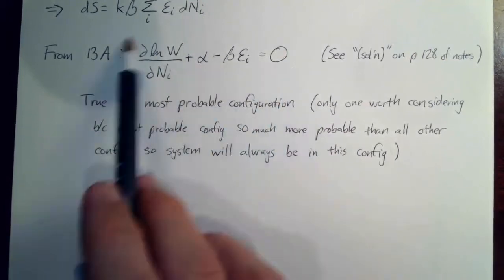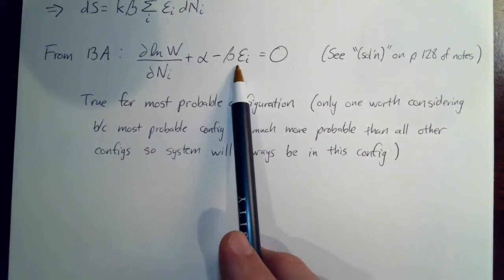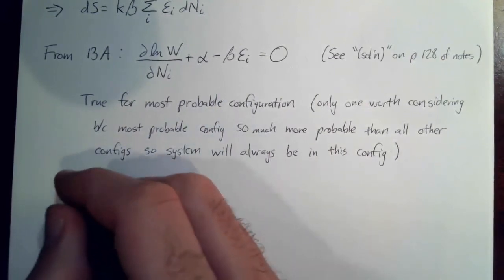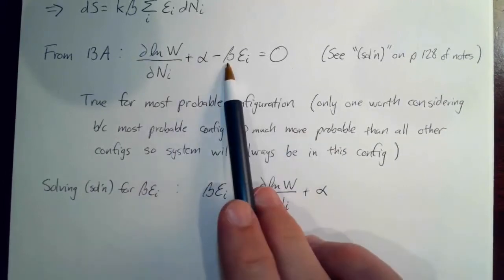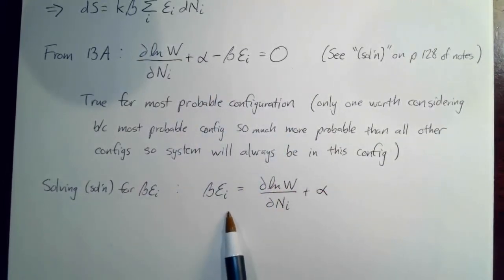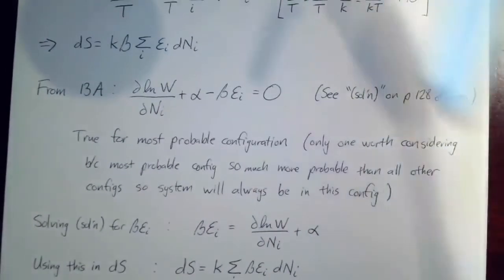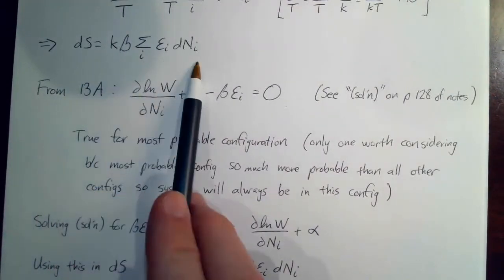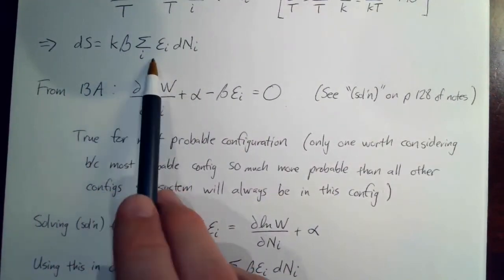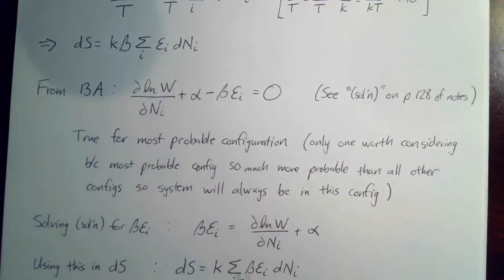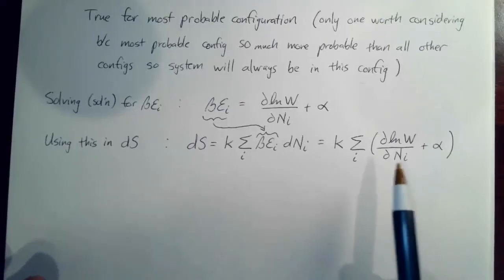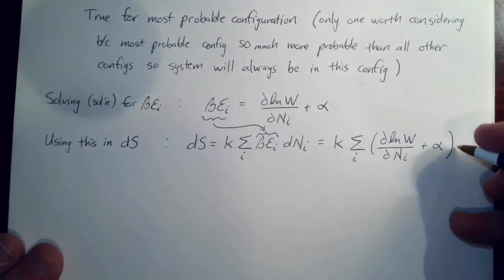Okay, so we're going to use this, and we're going to solve it for this term, beta epsilon i, which is simple. We just add the beta epsilon i over to the other side, and we end up with this. All right, now looking back at the formula we had for dS, it was k beta times the sum. Beta is a constant. I can move it in and out of the sum. I'm going to go ahead and move it into the sum so that it looks like this. And now inside the sum here, you see that I have beta epsilon i, which is this. So I'm going to put this into the sum. Okay, so, oh, and can't forget my d n_i.